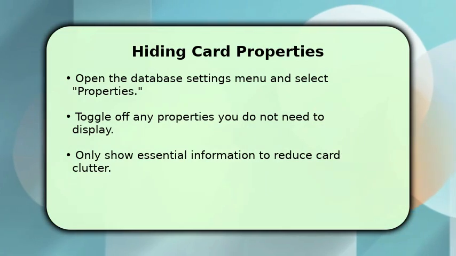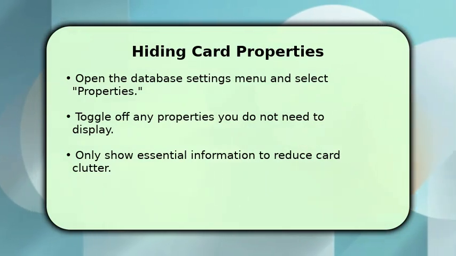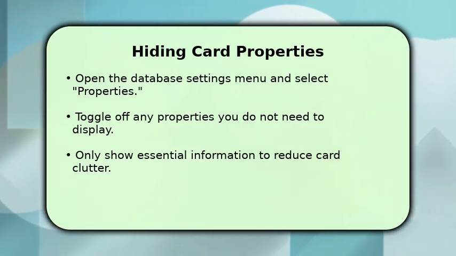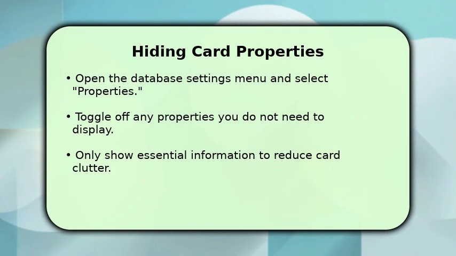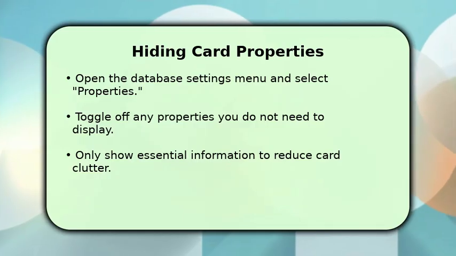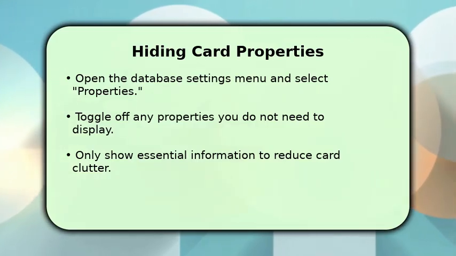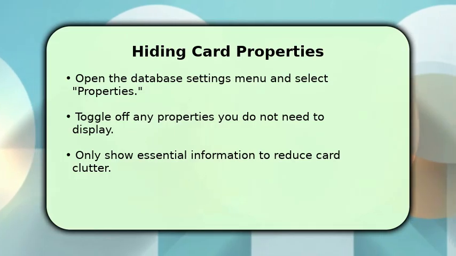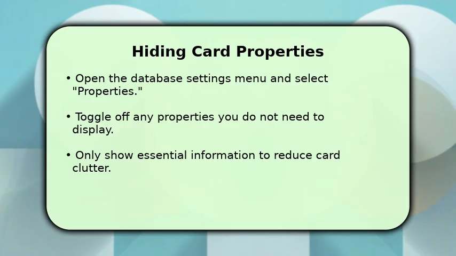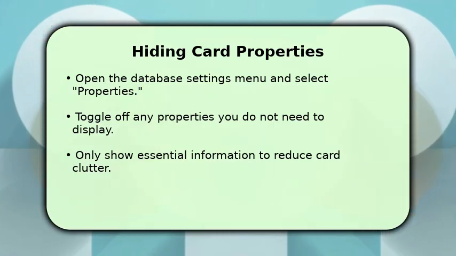To further minimize your gallery cards, consider hiding unnecessary properties. Within the database settings, find the Properties menu. Here, you can see a list of all properties associated with your database. Simply toggle off the eye icon next to any property you don't want visible on the card face. Displaying only essential information will make your cards appear cleaner and more streamlined.